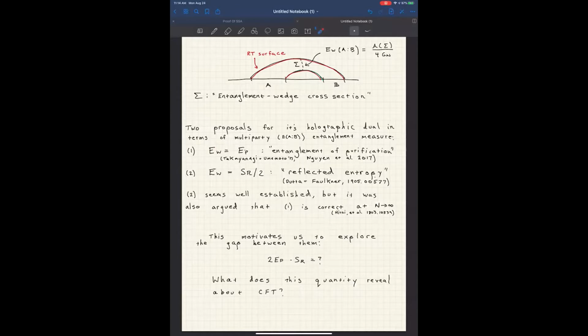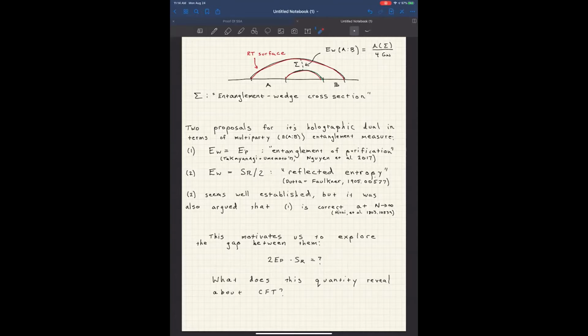So this was an entanglement measure defined in the early 2000s or so, and primarily studied in qubit systems. So this is one of the first works, I think, trying to ask how entanglement of purification behaved in many-body systems, like a holographic CFT. Subsequent to that, though, just last year, Faulkner's group in Illinois proposed that this entanglement wedge cross-section was dual to a different quantity, which he called the reflected entropy. I don't think this had actually been defined before. So in a little bit, I'll define more carefully what this EP and SR/2 are.